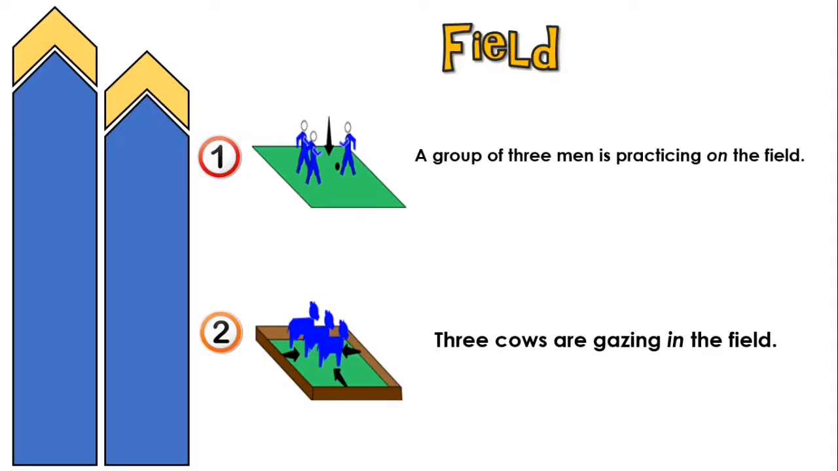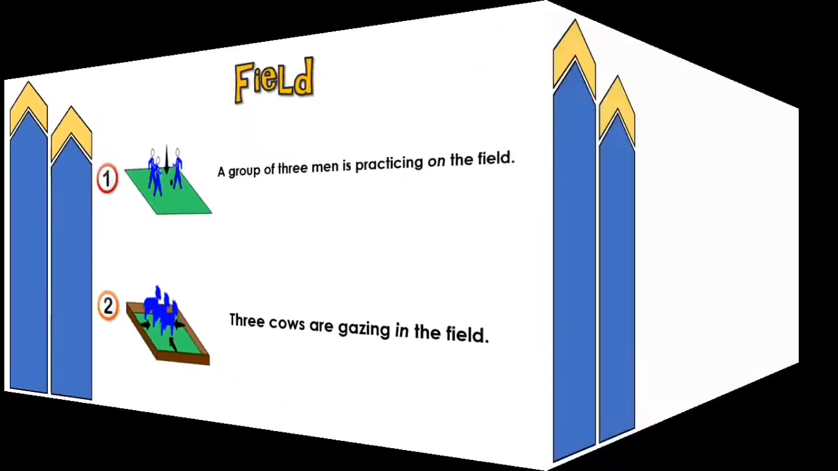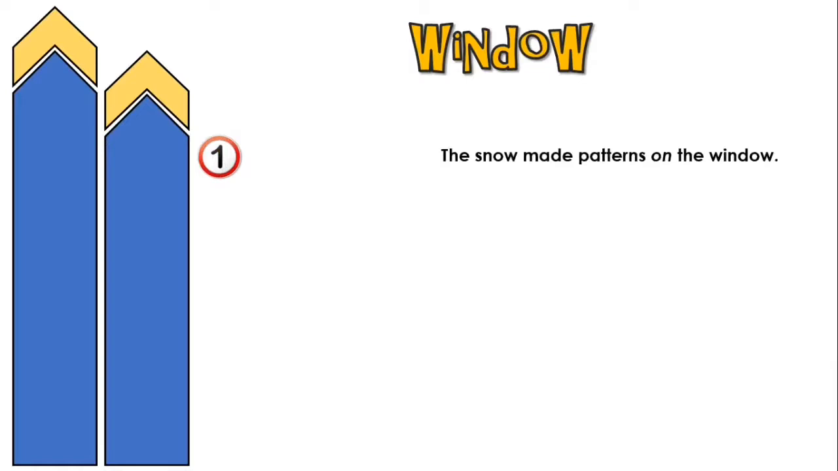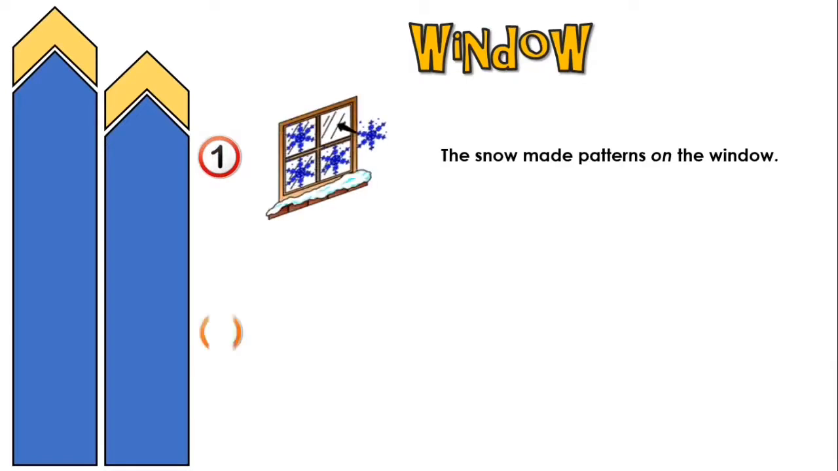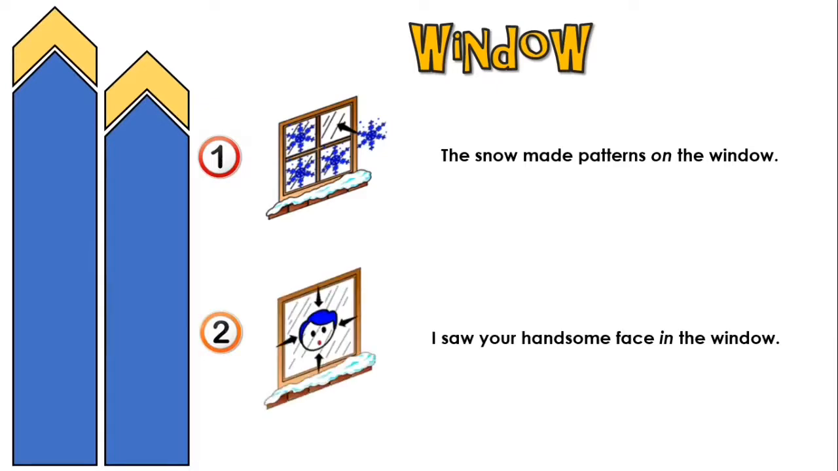So that is for the field. While for windows, this is how we are going to use the prepositions on and in. For the first example, the snow made patterns on the window, and I saw your handsome face in the window. If you observe in the illustration, the first example gives us the idea that when the snow falls, it falls on the surface of the window. That's why it made a pattern.